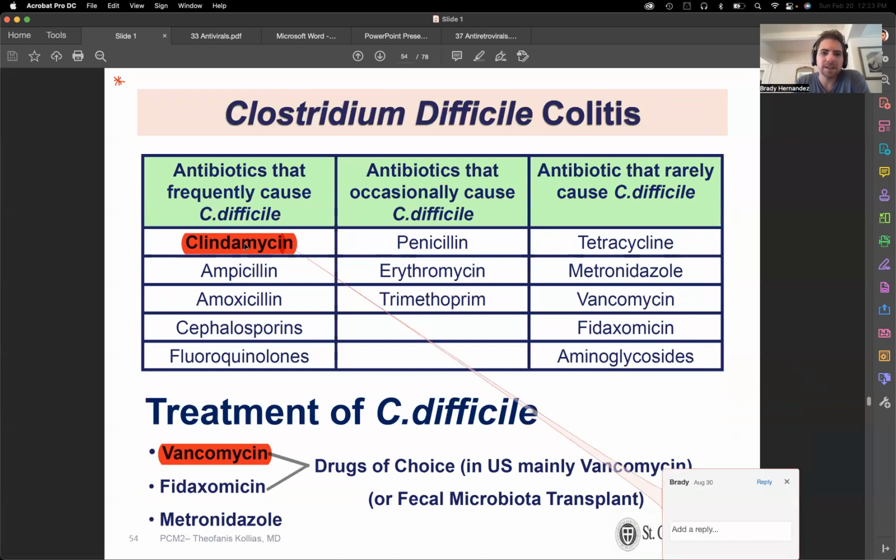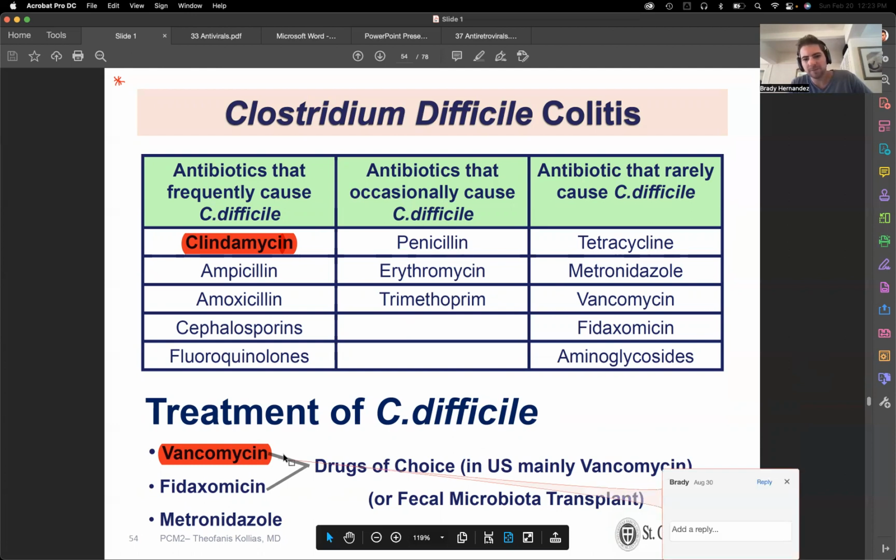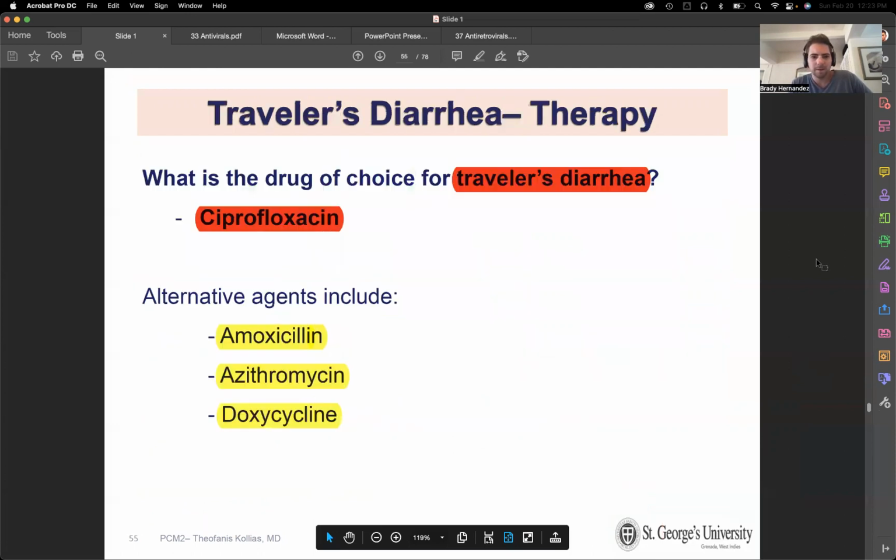C. diff, right? Clindamycin's the big one, all right? Clindamycin's not always, but it's most likely gonna cause C. diff once it wipes out your microbial flora. Treat it with vancomycin, any of these, but really vancomycin is ideal.